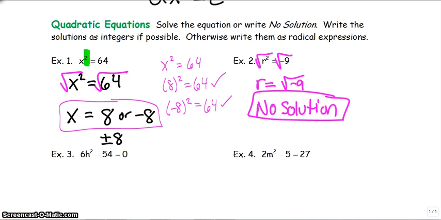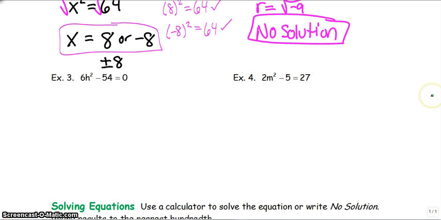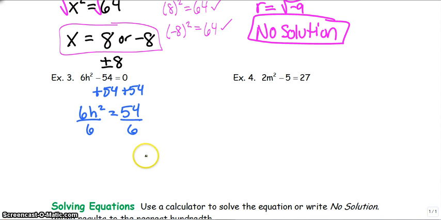Now, there are a few other types of examples that we are going to get to, and let's do some of them together right now. For example, here in example number 3. The first thing I will need to do is to get the h squared all by itself. In this case, I want to undo the subtracting 54 by adding 54 to both sides. I'm left with 6h squared equals 54. I then still want to get the h squared by itself. I'm going to divide on both sides. The 6's will cancel. H squared will then equal 9.